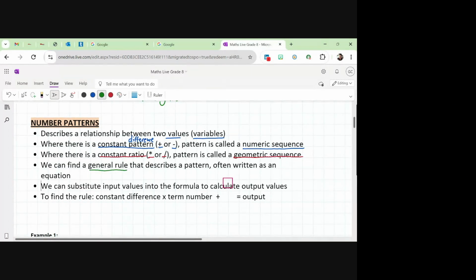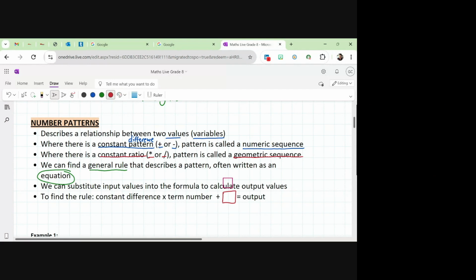And we write this pattern as an equation. We write it as an equation, and I'm going to show you what the equation looks like. Then we can substitute input values into the formula to calculate output values, and I'm going to show you what that looks like as we go along as well. And to find the rule, we always look at the constant difference times the term number plus, and this little box that should actually be over here means a constant, and that will equal the output. But I will show you guys how to write this, because it's not as simple as we're thinking.